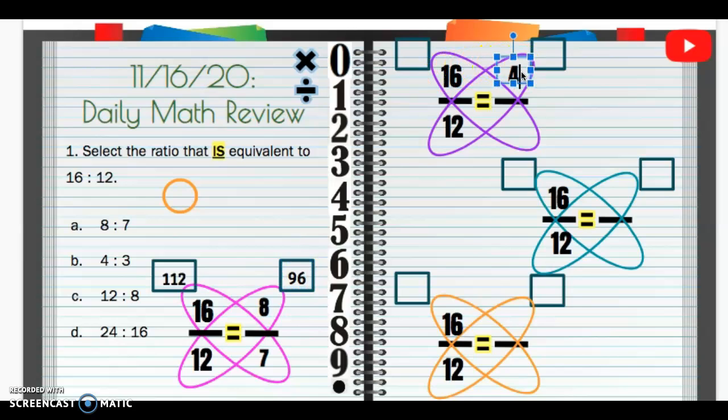So you do 4, you do 3, and you ask yourself, 16 times 3, what does that equal? It equals 48. And then you ask yourself, well, 12 times 4, what does that equal? And that equals 48. Well, 4 to 3 gives 48 and 48, so that means that is the equivalent ratio of 16 to 12.